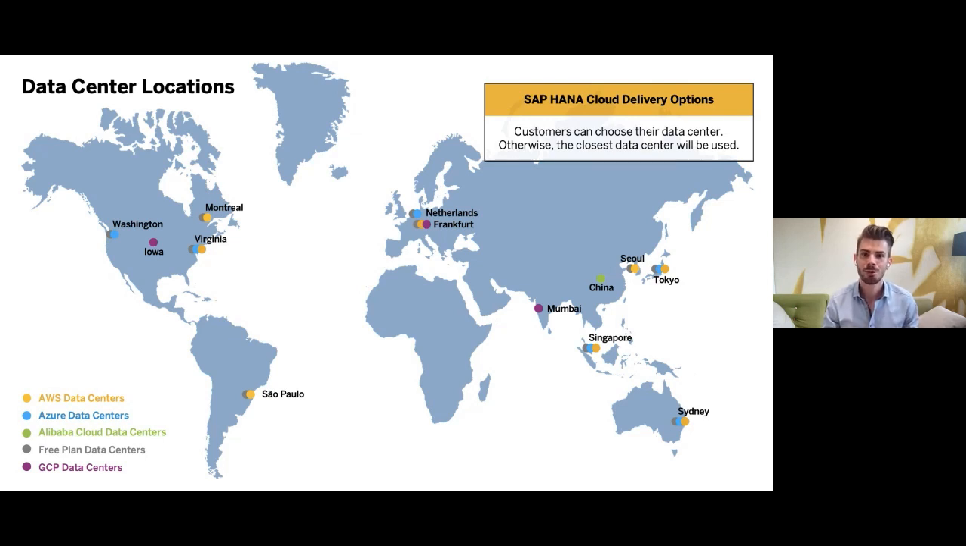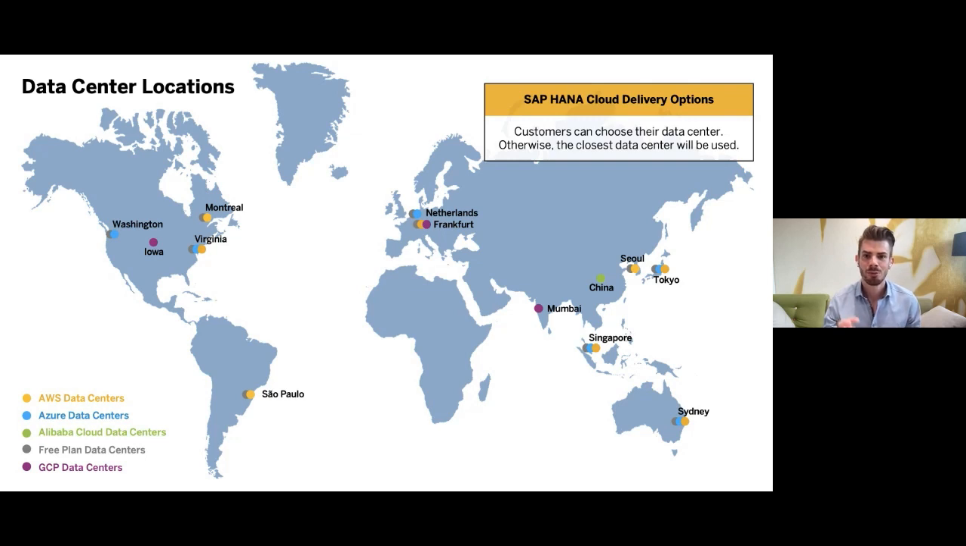And now specifically for Google Cloud Platform, we initially started with data centers in the United States and in Europe. And now since this quarter, we're happy also to announce that HANA Cloud is also available in Asia Pacific, very specifically in India, now also for our customers looking for a Google Cloud Platform deployment.